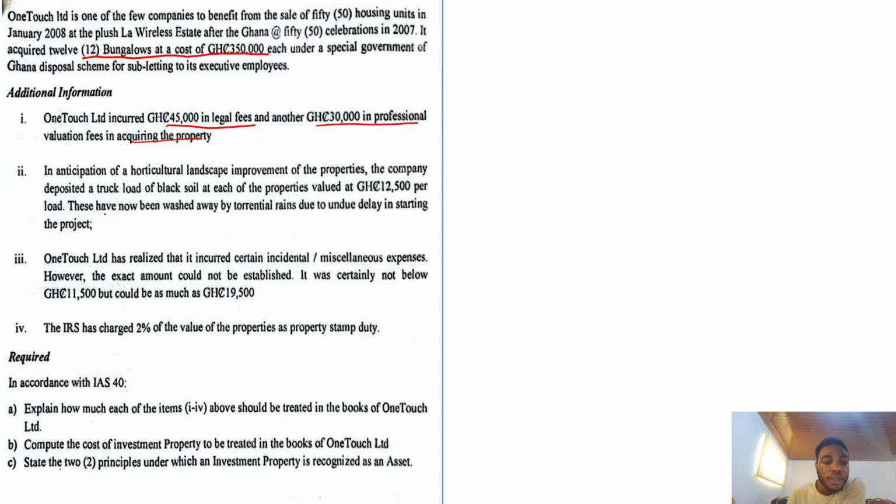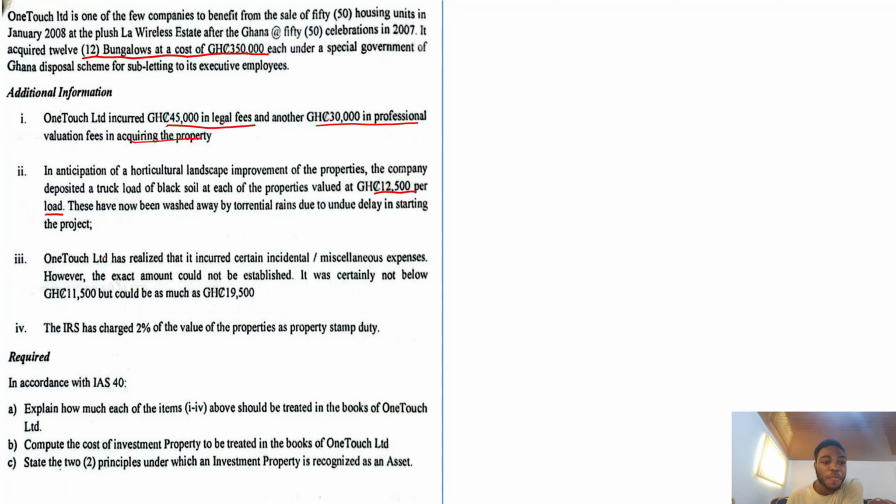In anticipation of a horticultural landscape improvement of the properties, the company deposited a truckload of black soil at each of the properties, valued at 12,000 per load. These have now been washed away by torrential rains due to undue delay in starting the project. We will come back to this.